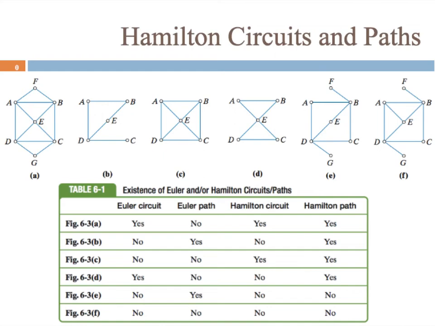Okay, and here's just a summary. Just kind of ignore F over here. That wasn't the same picture that I used. Sorry about that. But the first 5 that we did, we have a chart. And notice the answers for yes and no are kind of all over the place. There's really not much of a correlation happening between Euler paths and Hamilton circuits and paths.